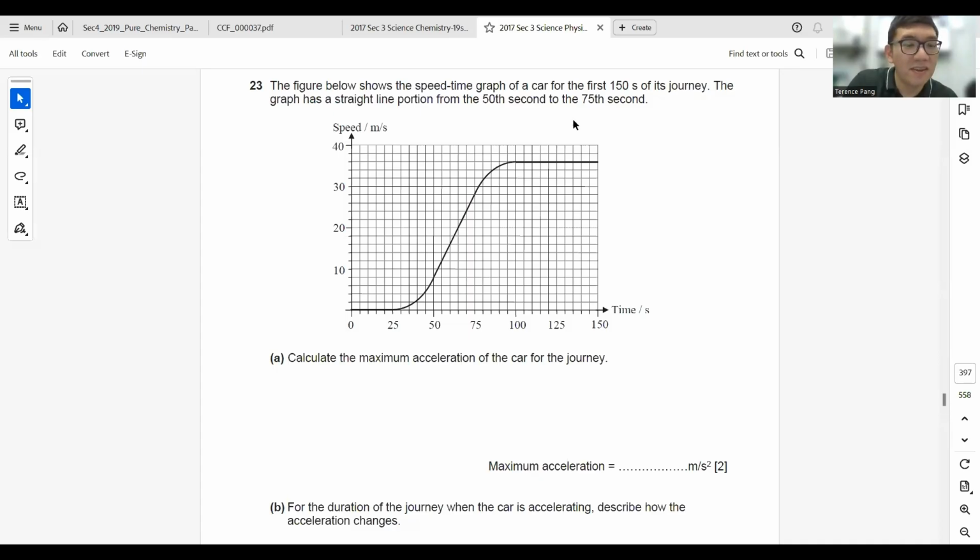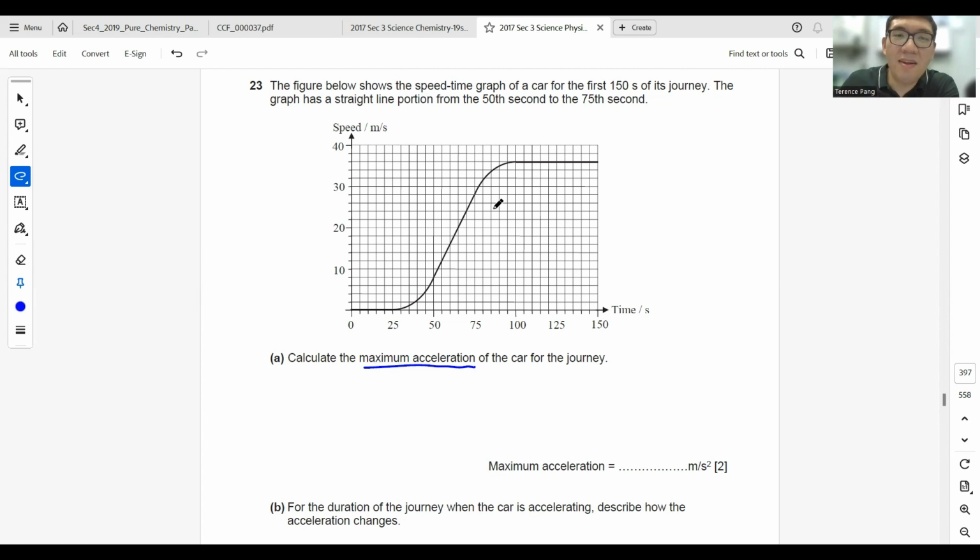All right, this is a question about acceleration. Okay, so did anyone get it right? Get correct for this question? No. Nobody. So this is why we are taking a look at it.